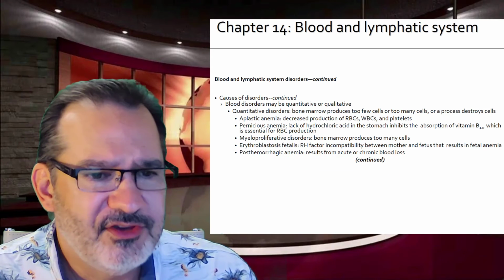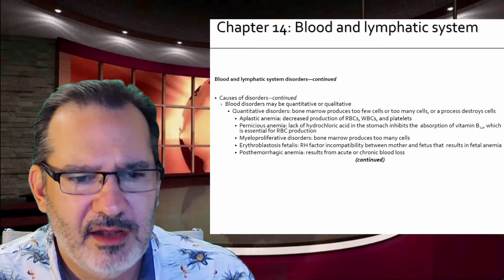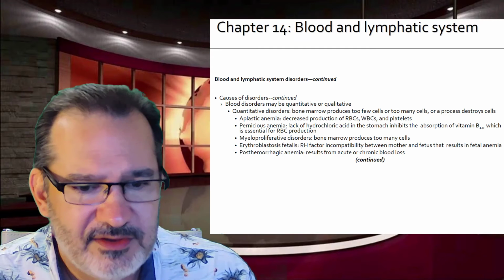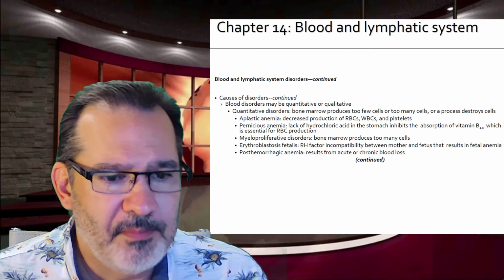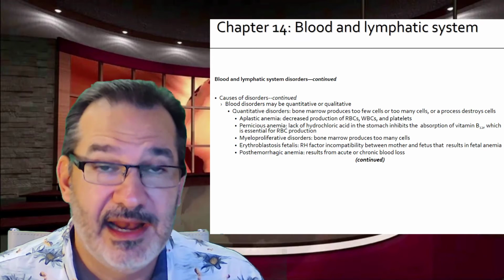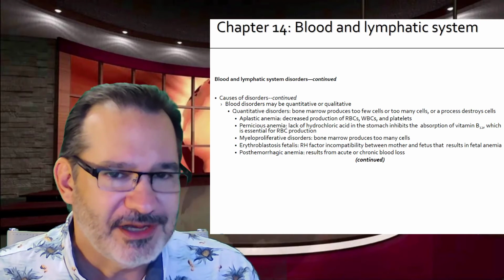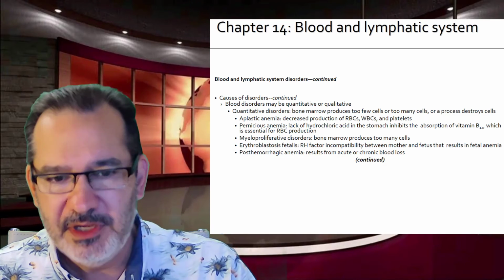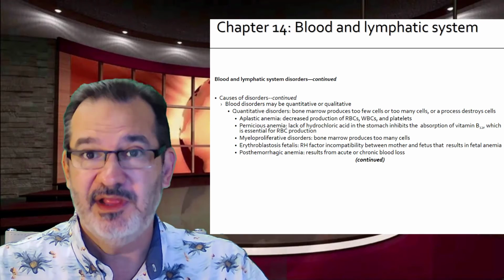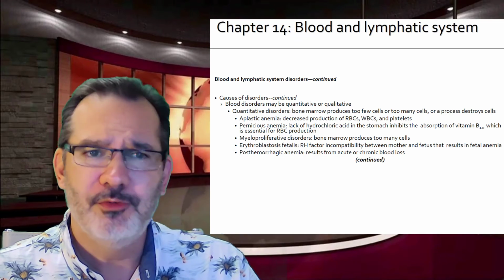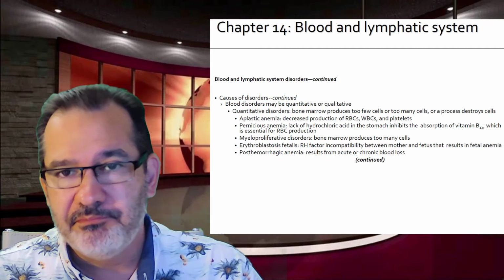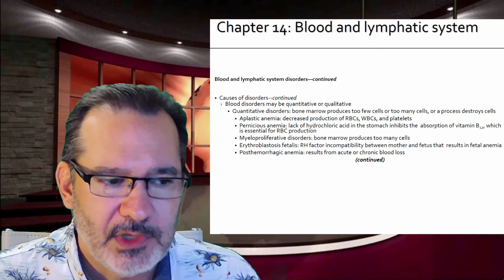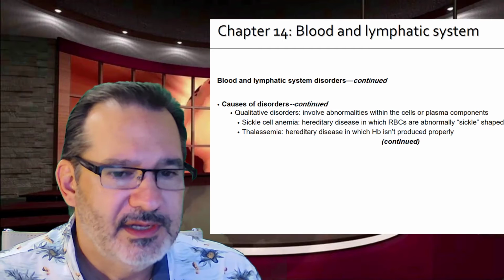Okay. Let's see. Other causes of disorders. Different types of anemia, like aplastic anemia. Post-hemorrhagic anemia results from acute or chronic blood loss. This could be potentially from having an injury that causes you to lose blood. Could be from ulcers, bleeding ulcers inside the abdomen. Could lead to post-hemorrhagic anemia.